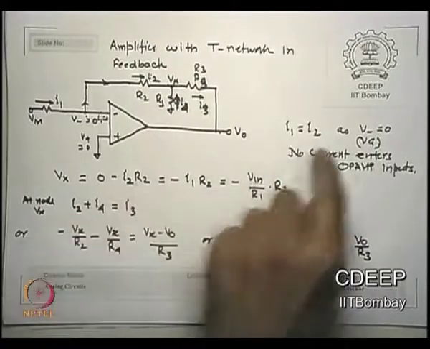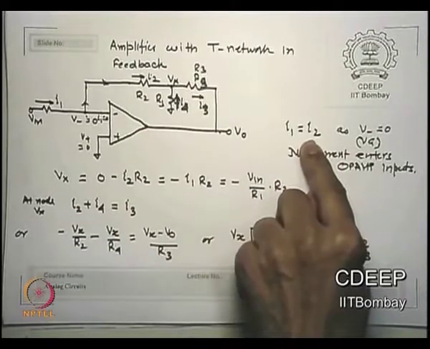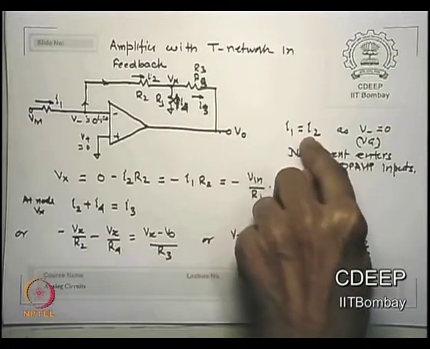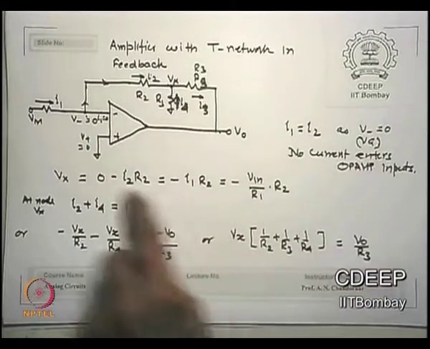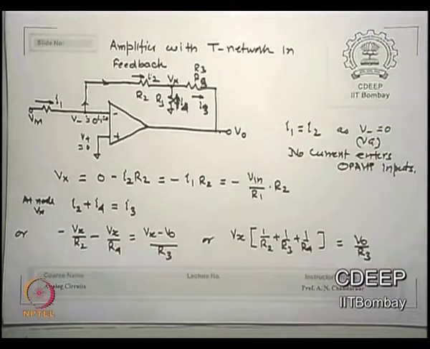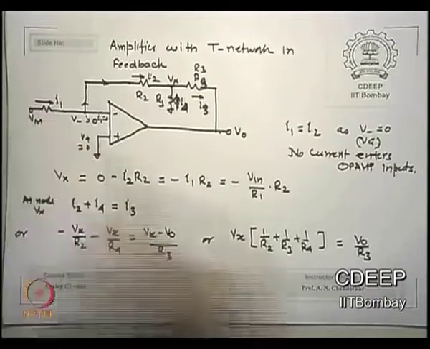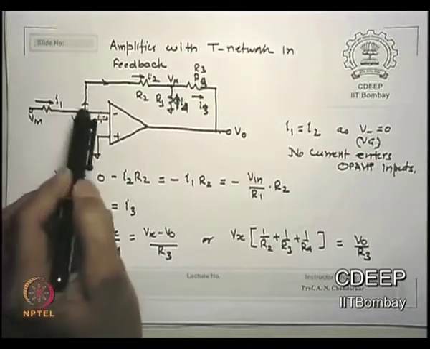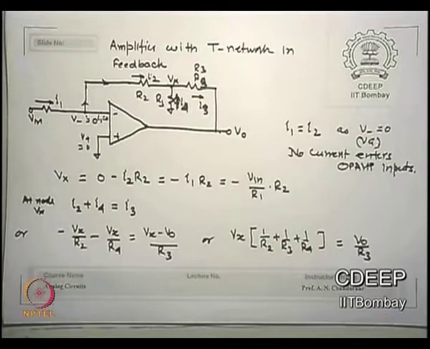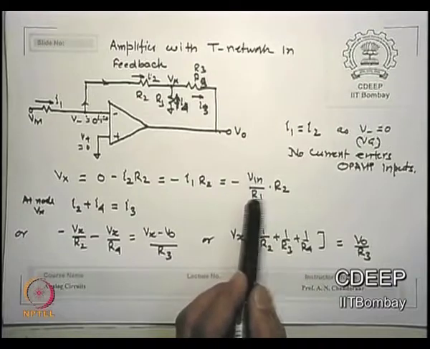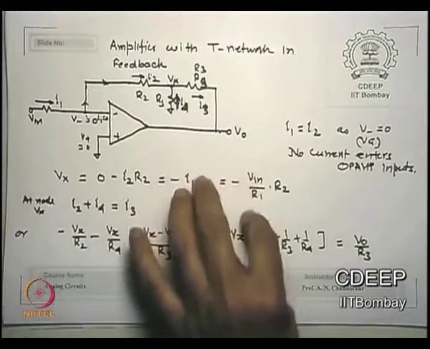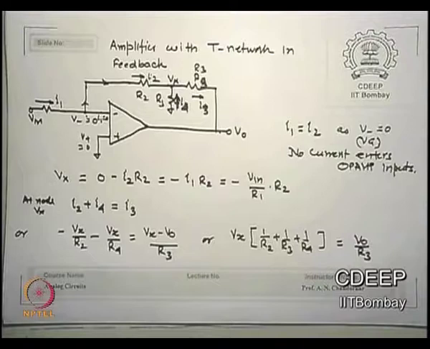However, we say I2 is equal to I1. I2 is equal to I1 is our OPAMP requirement. So I2 R2 is minus I1 R2. But how much is I1? Because of the virtual ground, Vin minus 0 divided by R1 is I1. So Vin by R1 into R2 is my Vx. Is that okay? Vx is minus Vin by R1 into R2.